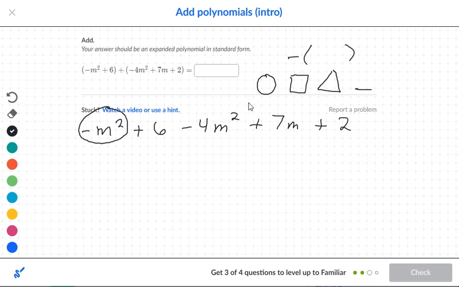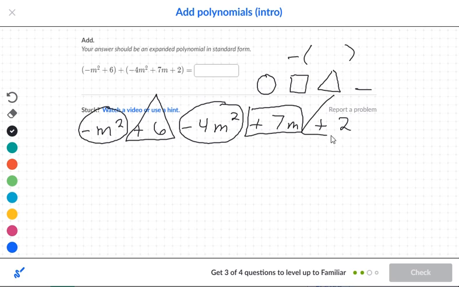Okay, so now I'm going to go to the negative 4m to the second. I'm going to circle that. Now my next shape down is my box. I'm going to put in my box, and then I have just 2 constants left, so I can use triangles for these. So those are my triangles there. So what do I have? I have a circle, a triangle, a circle, a box, and a triangle.